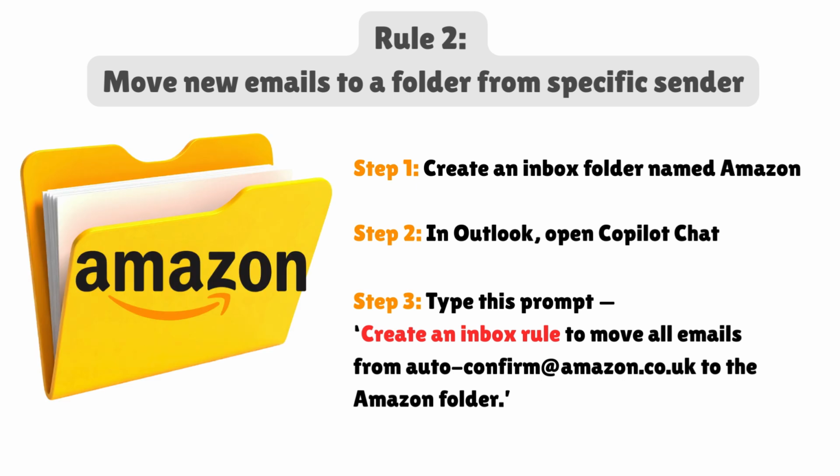Here's another common scenario. Let's say you want to move Amazon promotional emails into a folder called Amazon. Step 1. Create an inbox folder named Amazon. Step 2. Open Copilot chat in Outlook. Step 3. Type this prompt. Create an inbox rule to move all emails from auto-confirm at amazon.co.uk to the Amazon folder.